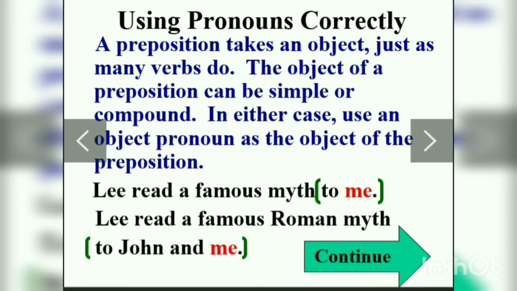A preposition takes an object just as many verbs do. The object of a preposition can be simple or compound. In either case, use an object pronoun as the object of the preposition. Lee read a famous myth. She read it out to whom? To me. That means it is understood. Lee read a famous Roman myth to John and me.